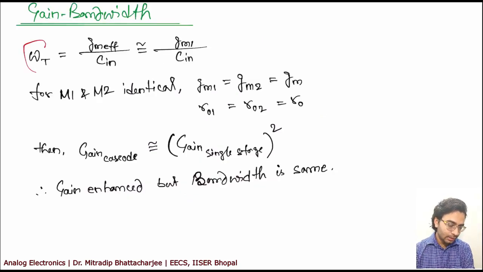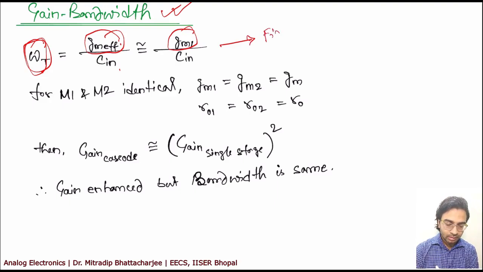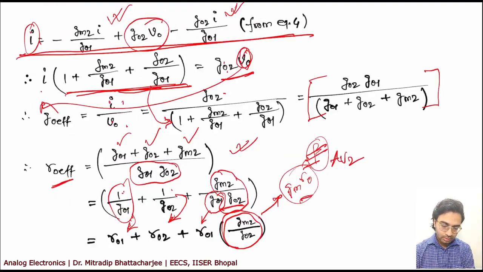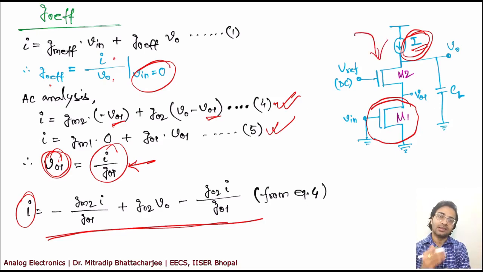So what is your gain bandwidth? If I look at gain bandwidth term, we already have seen the gain. What is your bandwidth? GM effective by Cin. Now GM effective is equal to GM1. So if I don't use cascode circuit and use only GM1, your bandwidth has not changed. Your bandwidth is fixed. If I use this cascode circuit, I am getting the same bandwidth. So I am not losing the bandwidth.